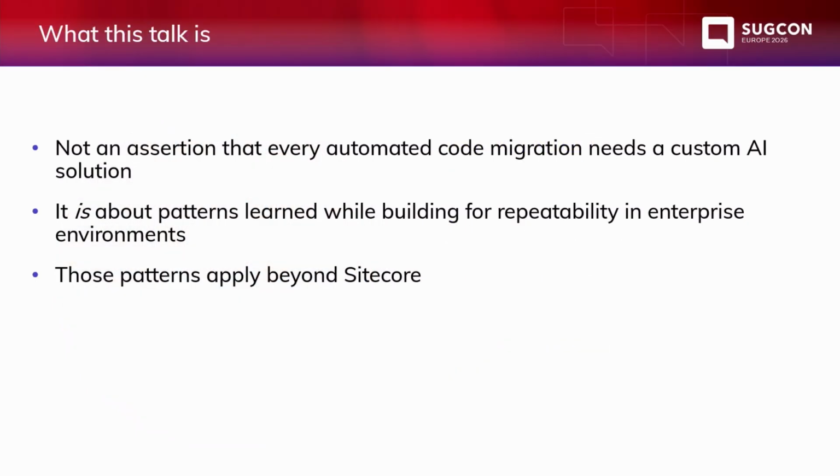So what is this talk about? Today there are many one-shot ways to get useful code migration help. I'm certainly not arguing against that approach. I see many anecdotes in the community about being able to migrate very quickly from JSS to the Content SDK using all sorts of techniques, but mostly probably involving Claude Code and perhaps Google Chrome MCP servers and so on. But it is about patterns that I learned while building for repeatability and in enterprise environments. And I hope that you will take away from today also that these patterns extend beyond Sitecore.